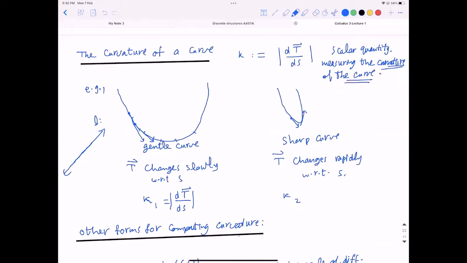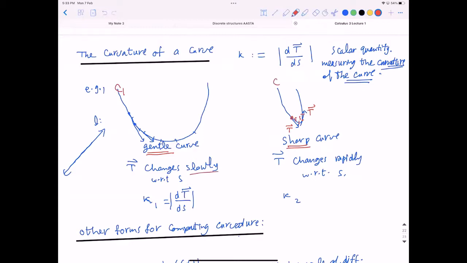But if we have not a gentle curve changing slowly, we have a sharp curve in which we have S here. If we move S, space S, look at T here. What changes? T changes rapidly. The same amount of distance moved here, but a very big difference in the change of T happening in this curve to the right. So this is curve 1, a gentle curve, where T changes slowly.